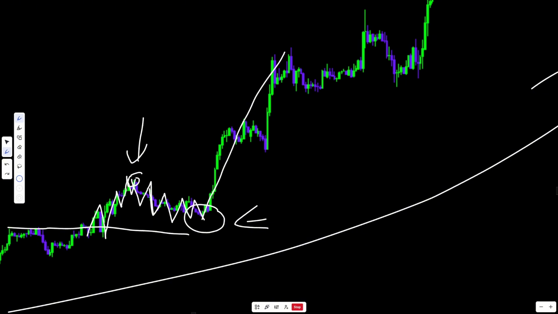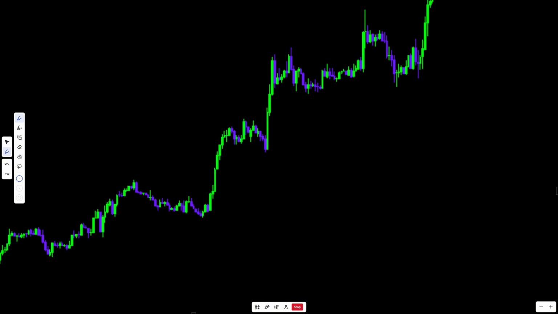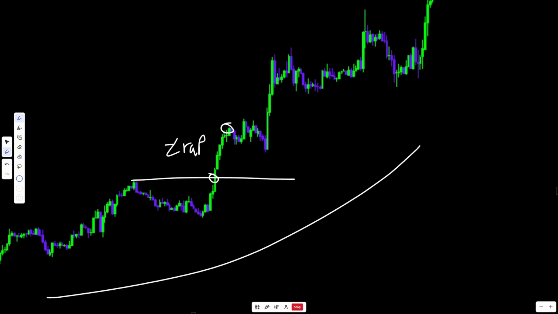So now we have another swing high. The price is making bullish structure on the smaller time frame. I have to delete all of this because it will be annoying. So now we have a swing high. From this area to this area is the trap. Here it's making higher highs, higher lows on the smaller time frame, and here the bullish structure stops and makes bearish structure inside the bullish trend.